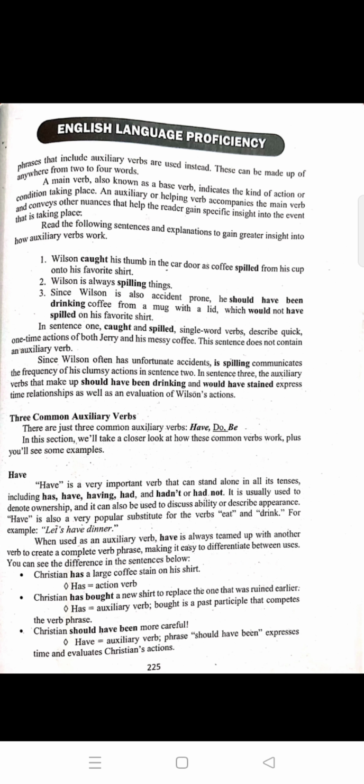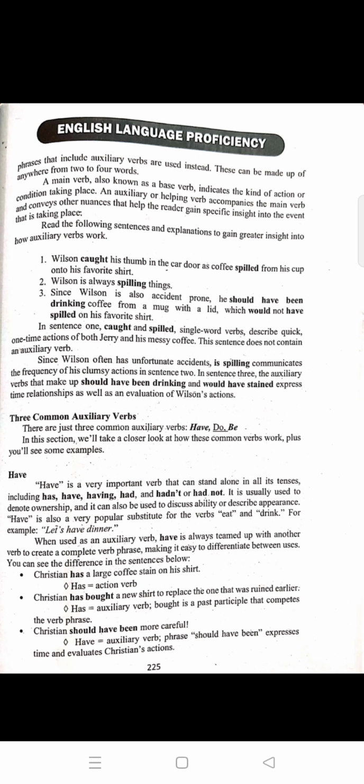Now we have here the three common auxiliary verbs: have, do, and be. Have is a very important verb. It can stand alone in all its tenses, including has, have, having, had, hadn't, or had not. For example, "Christian has a large coffee stain on his shirt." So "has" here is an action verb. Why? Because there is no other verb there. "Christian has bought a new shirt to replace the one that was ruined earlier." So "has" is an auxiliary verb because we can see the main verb, which is "bought."